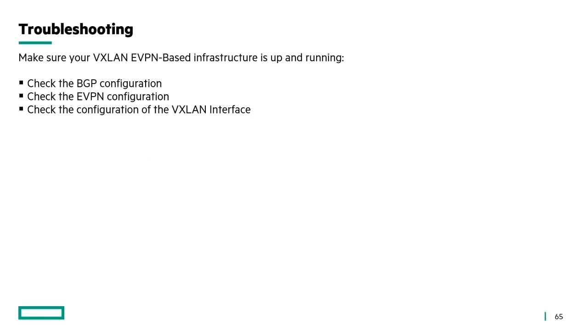And for troubleshooting, it's all pretty much standard stuff. So you want to make sure that VXLAN EVPN is up and running. So it's just checking the normal things, checking the BGP configuration, make sure your neighbors are established, check the EVPN configuration, make sure your tunnels are up, check the configuration of the VXLAN interface, make sure you have the correct VNIs, etc.